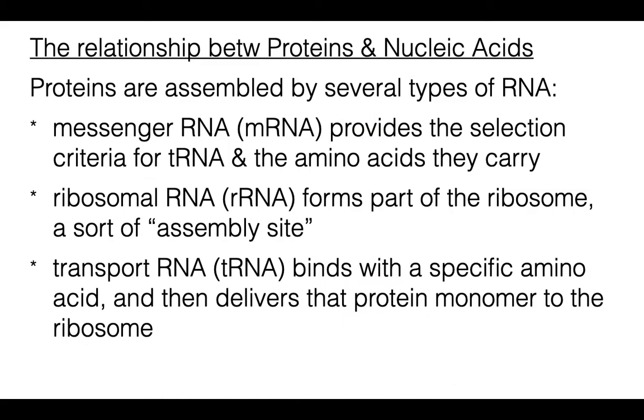Before we do, though, let's just establish all the different kinds of RNA that we've now dealt with. We have messenger RNA, which provides the selection criteria for amino acids. We have ribosomal RNA, which forms part of the ribosome. And we have transport RNA, tRNA, that binds with a specific amino acid and then delivers that amino acid to the ribosome. Remember that an amino acid is called a monomer, and when you put a bunch of them together, you get a polymer known as protein.